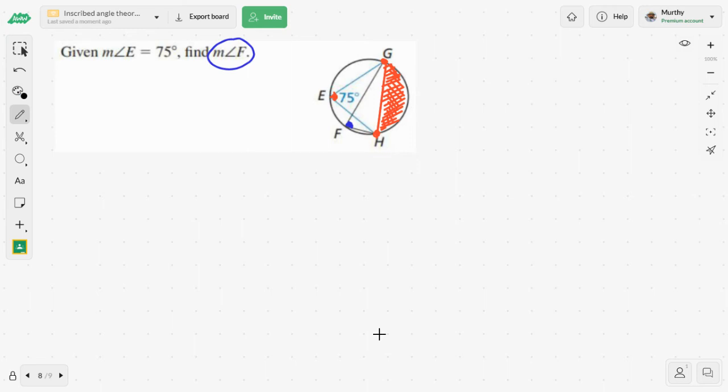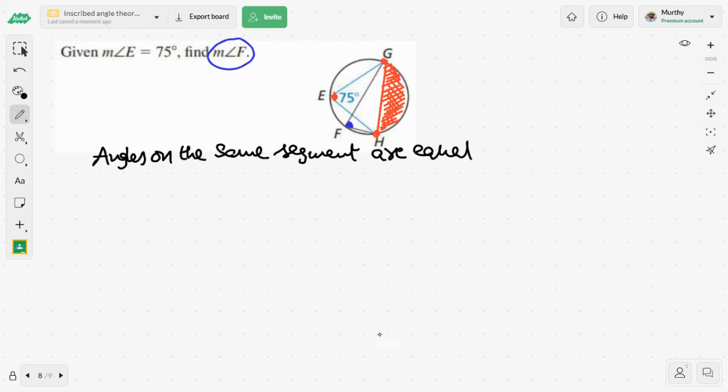Therefore, your reasoning is angles on the same segment are equal. Therefore, angle E equals angle F. Angle E value is 75. Angle F is also 75. Done. Questions? If you have any questions, you can email me. Let me go to the next question.